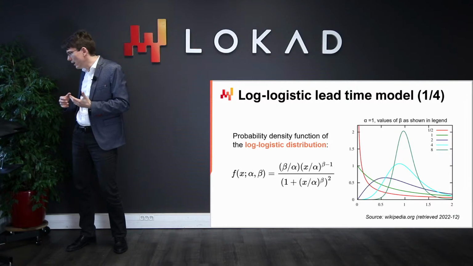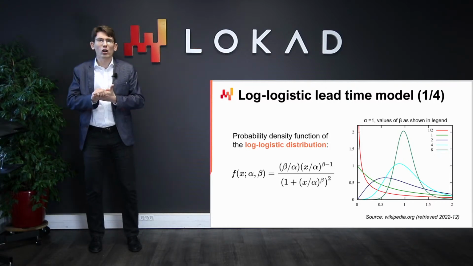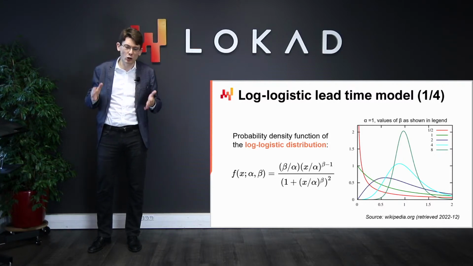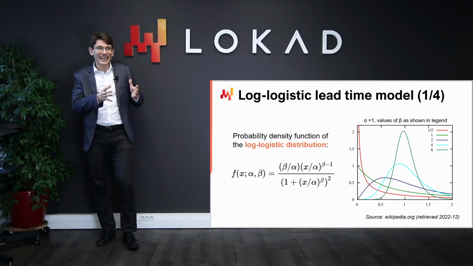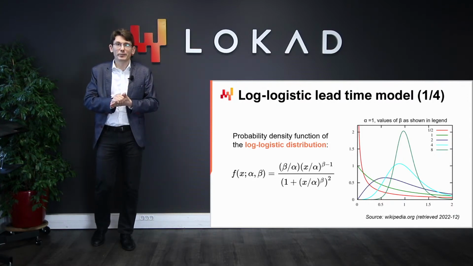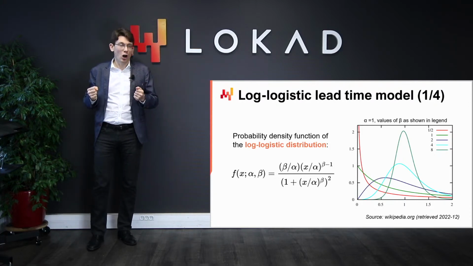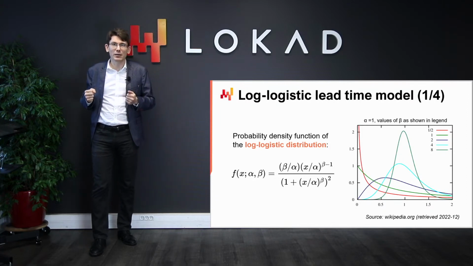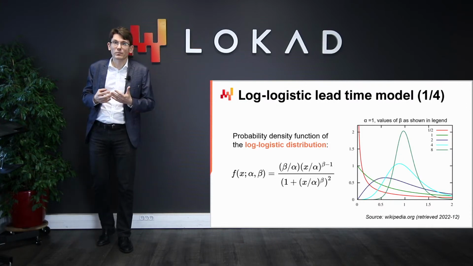On the screen, we have the probability density function of the log-logistic distribution. This is a parametric distribution that depends on two parameters, alpha and beta. The alpha parameter is the median of the distribution, and the beta parameter governs the shape of the distribution. On the right, a short series of shapes that can be obtained through various beta values.